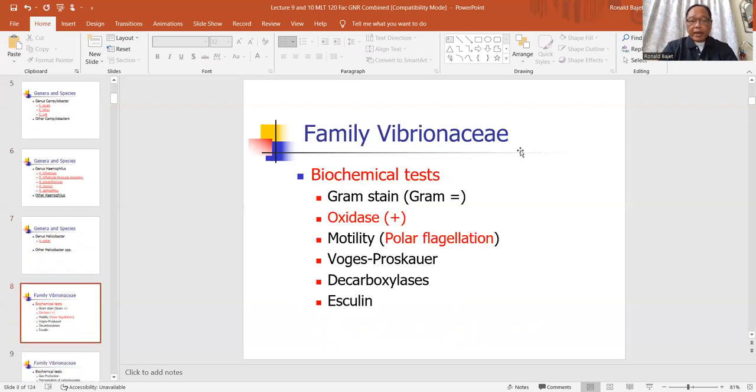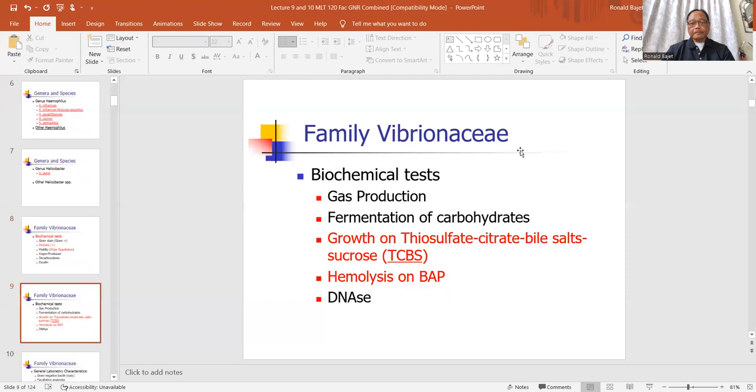Okay, so for the Vibrios, biochemical tests, these are gram-negative rods, okay, gram-negative rods. And apart from Enterobacteriaceae, it's oxidase positive. And then also, in comparison to Enterobacteriaceae, the flagella are polar, meaning that the flagella come out of one end, as opposed to peritrichous, where it's all over the body. You can use the Voges-Proskauer test, the decarboxylase test, and Esculin test also to identify this group of organisms.